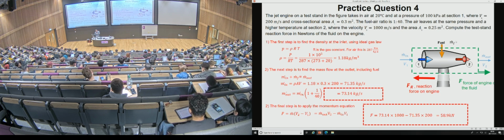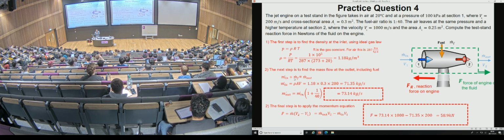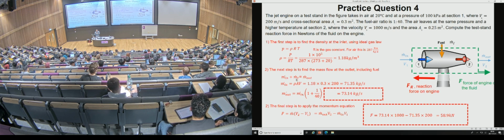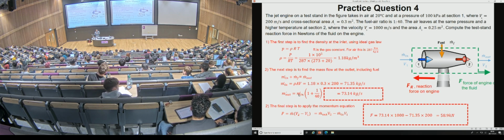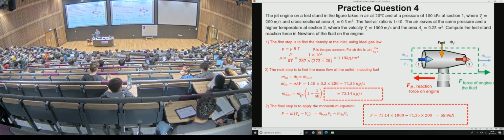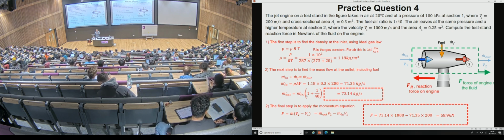Here what we said was mass flow in plus mass flow of the fuel is equal to these two terms. So we're told that the fuel is 1/40th of the mass flow in. And then when we add that to the mass flow itself, it becomes 1 plus 1/40th times mass flow in.